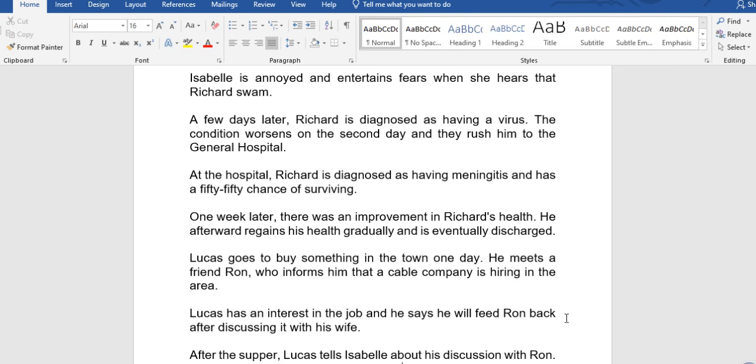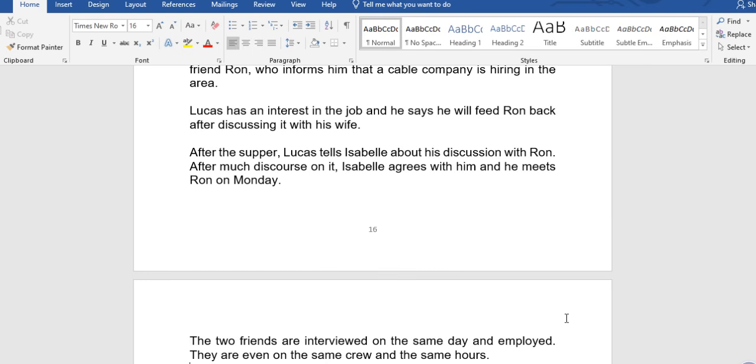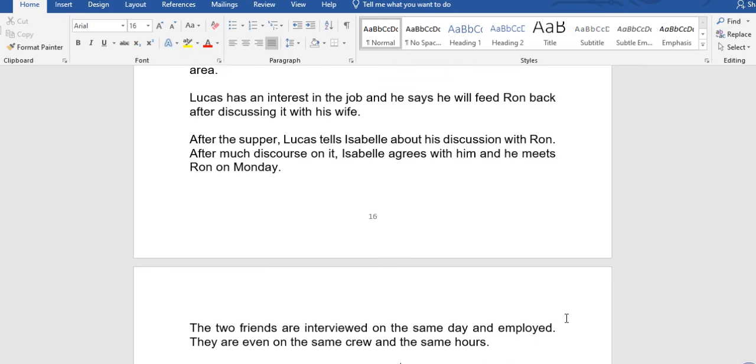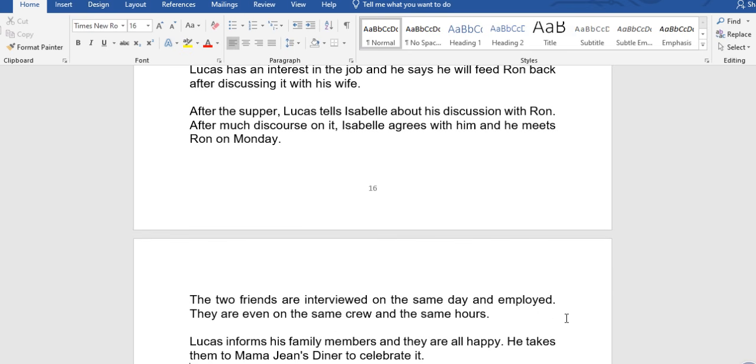Lucas goes to buy something in the town one day. He meets a friend, Ron, who informs him that a cable company is hiring in the area. Lucas has an interest in the job, and he says he will get back to Ron after discussing it with his wife. After supper, Lucas tells Isabel about his discussion with Ron. After much discourse on it, Isabel agrees with him, and he meets Ron on Monday.